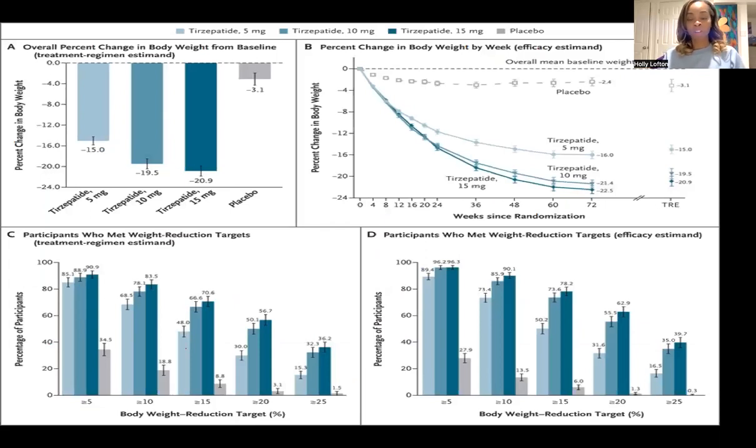This is just some of the overall data, and I want to especially point out part B here. You see different doses of tirzepatide. This is important to know, because if a patient does not tolerate a higher dose, this does not mean it can't be efficacious for them. With 5 milligrams, we saw about 16% weight loss, which is very impressive. 10 milligrams, 21%, and 15 milligrams, 22.5%. And keep in mind, each one of these lines is an average of thousands of people, so some lost more, some lost less.